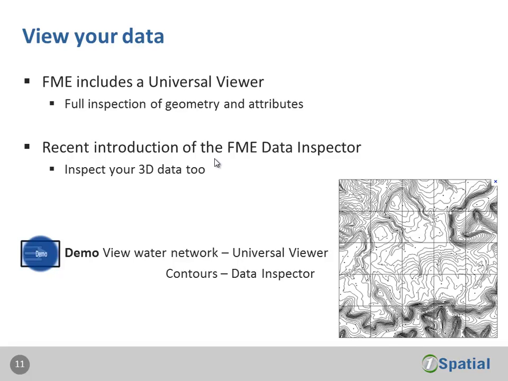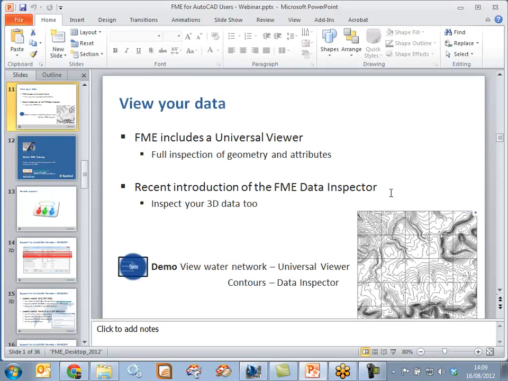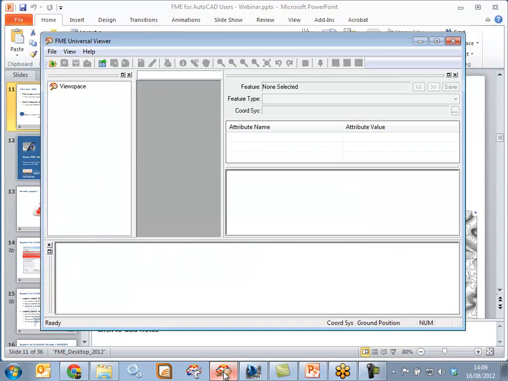For a couple of years now there's also been another tool available. It's called the Data Inspector. This ultimately will replace the Universal Viewer, and the Data Inspector allows you to inspect 3D data. So if you want to work with data in the third dimension and view it, then you can use the Data Inspector, and I'll show you how those tools both work now. So let's go and have a look at the Universal Viewer and the Data Inspector.